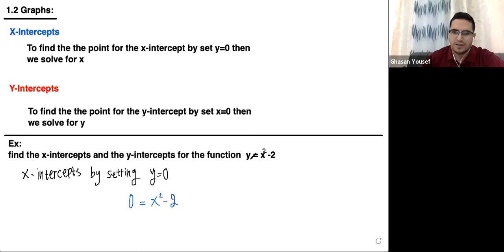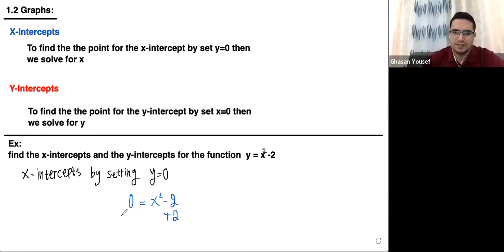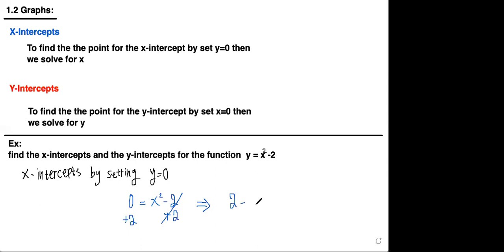Exactly. So actually we plug in 0 instead of y. Then we solve for x, we have to find the value for x. Okay, what do we have to do here, Aziza? Add 2 to each side. Exactly, add 2 to each side. So we cancel out the 2. What do we get here? 2 equals what? x squared.